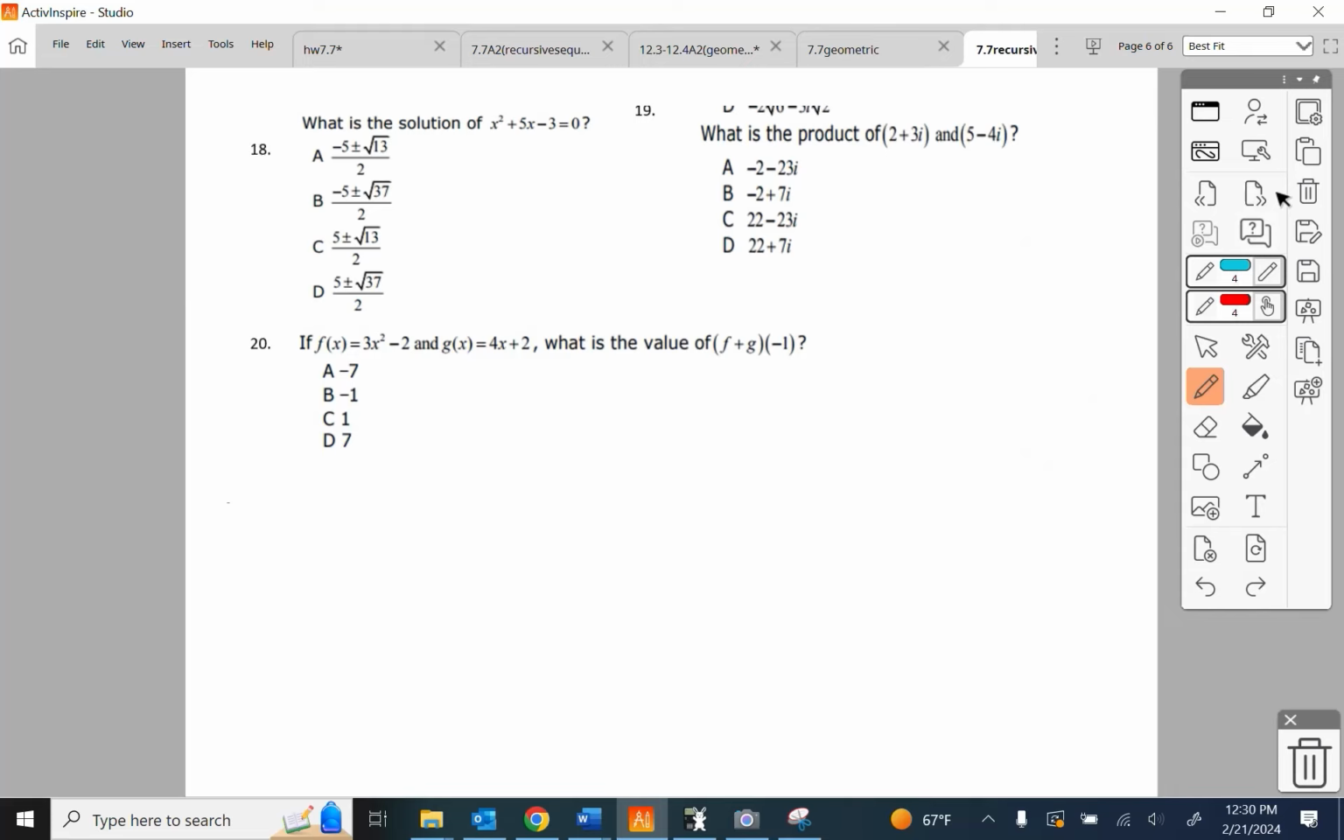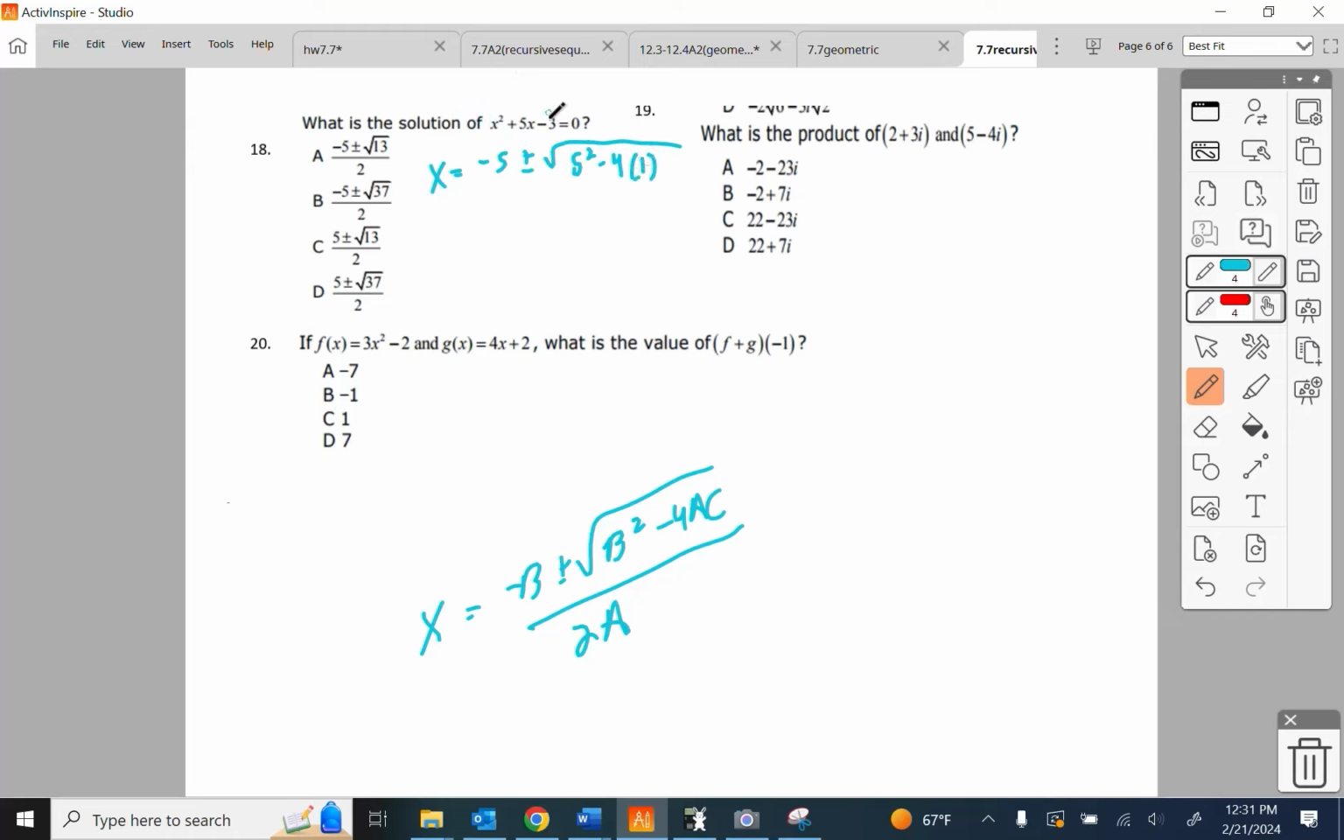3 more to go. Still working on my lunch break. This one, that's the quadratic formula. It's x equals negative b plus or minus square root b squared minus 4ac all over 2a. So, opposite of a positive 5 is a negative 5 plus or minus square root b squared minus 4 times a, which is 1, times c, which is negative 3, all sitting pretty over twice a 1.